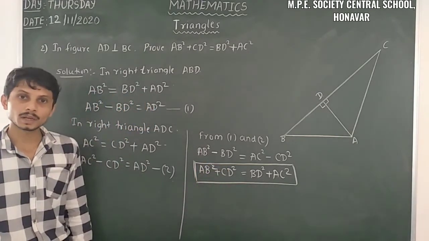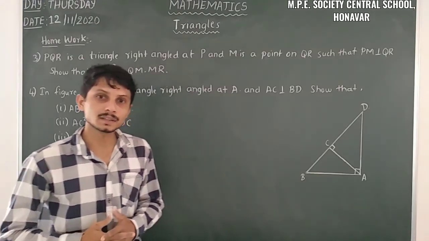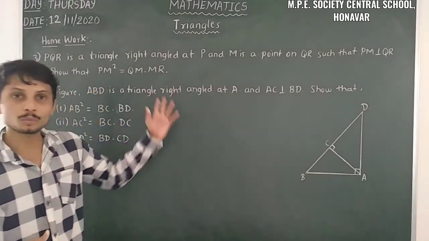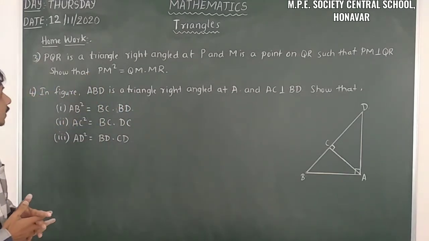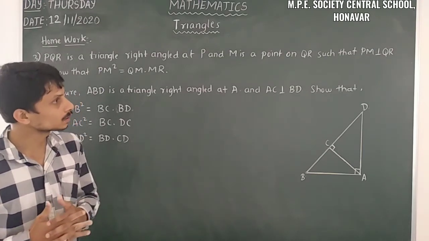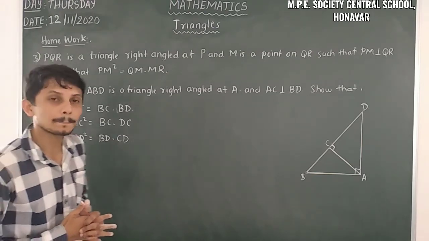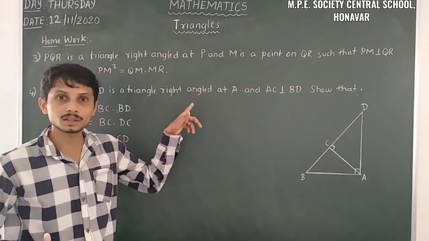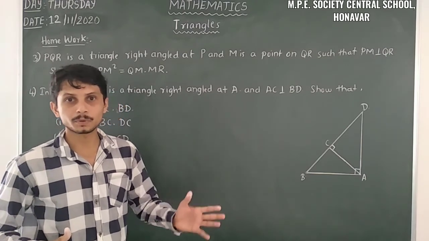Likewise we have to solve such problems. Let us take some homework here. Two homework problems are there. The first problem: PQR is a triangle, right angle at P, and M is a point on QR such that PM is perpendicular to QR. Show that PM square is equal to QM into MR. Here you have to draw the diagram. It is quite near to theorem 6.7 only.